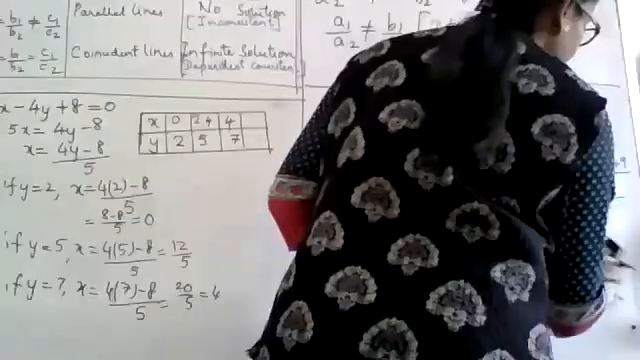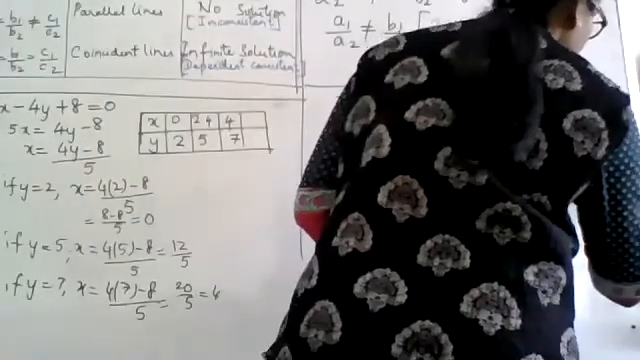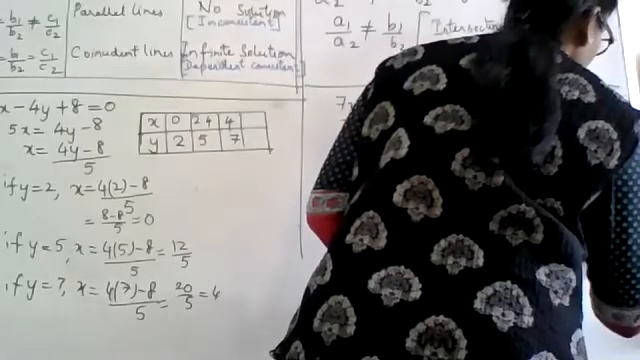So when it is a positive 5, what happened to my equation? Negative 30 plus 9 whole divided by 7.